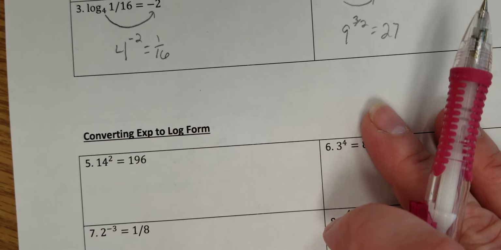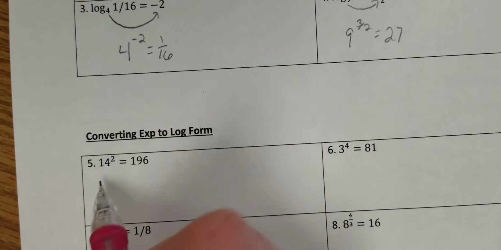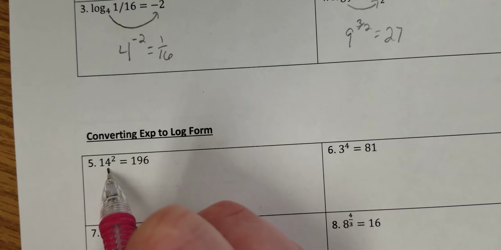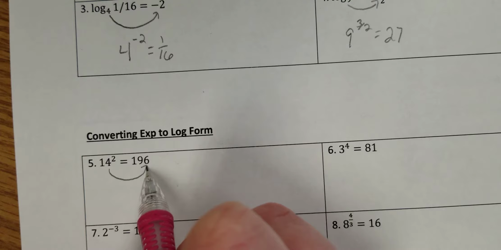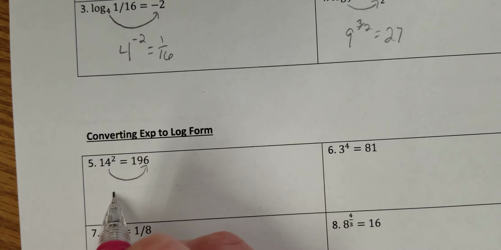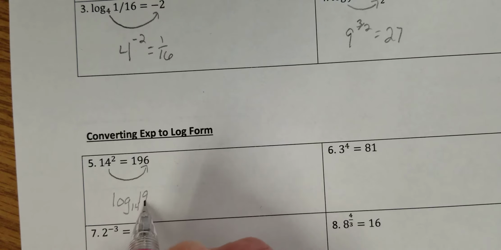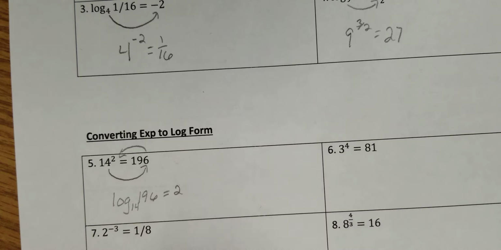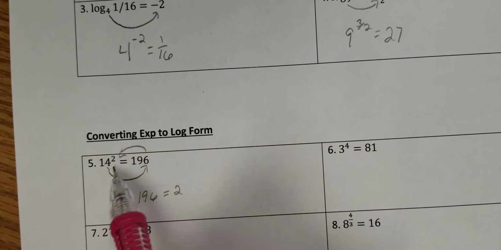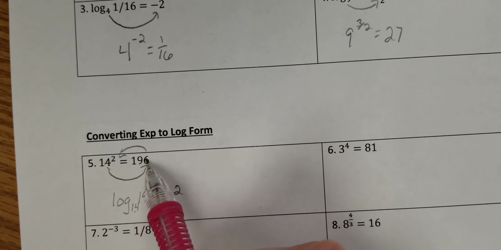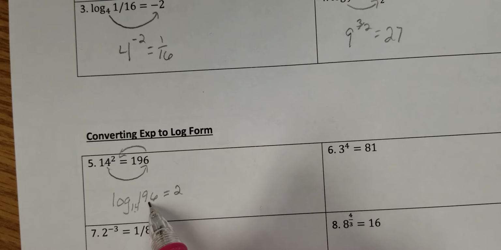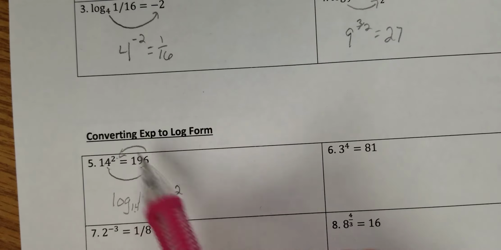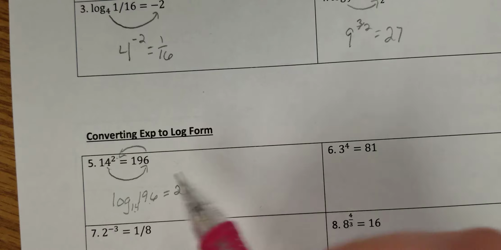Now to go backwards, it works the same way, and you go in a circle form. You start with the 14, and you go to the 196. So 14 is the base. So log of 14, and then the 196 goes here, and equals the exponent. Your base of your exponent is the same as the base for your logarithm. Then it equals a, which goes there, and then 2 is what it equals in the equation.